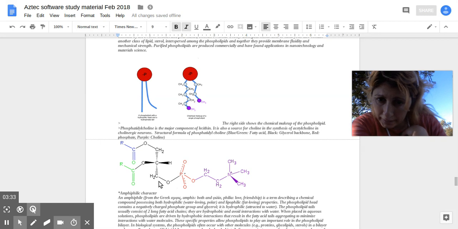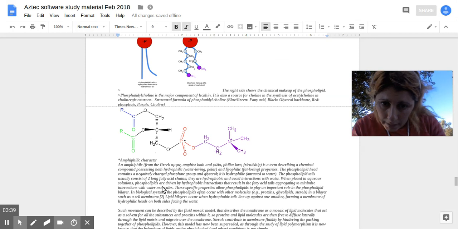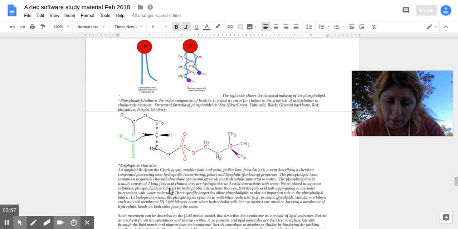So the amphipathic character, from the Greek term amphis, which means both, and philia, which means love or friendship. It's a term describing the chemical compound possessing both hydrophilic, or water-loving or polar, and lipophilic, or fat-loving, properties. So polar and nonpolar. The phospholipid head contains a negatively charged phosphate group and glycerol. It is hydrophilic, so it's attracted to water.